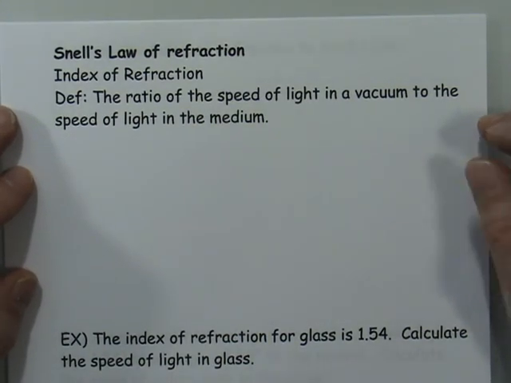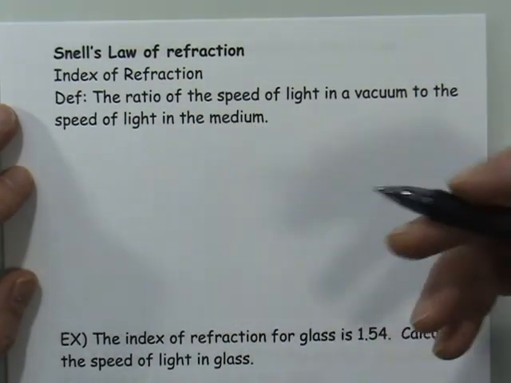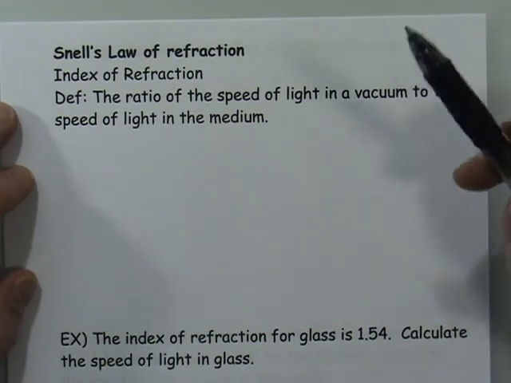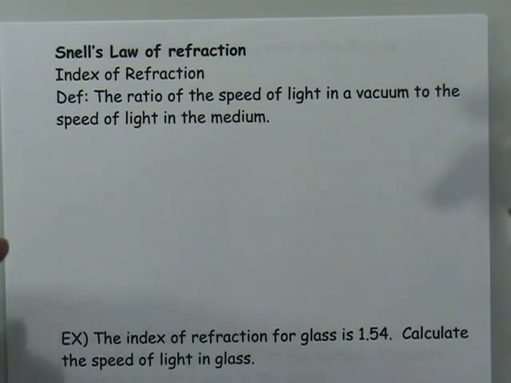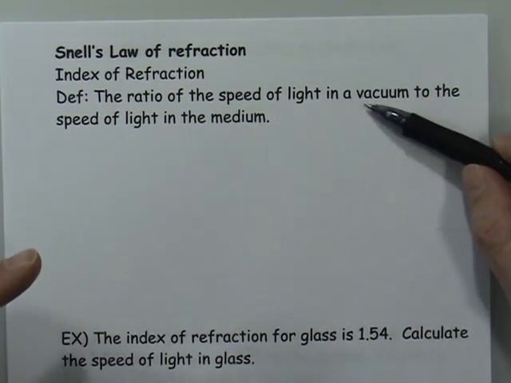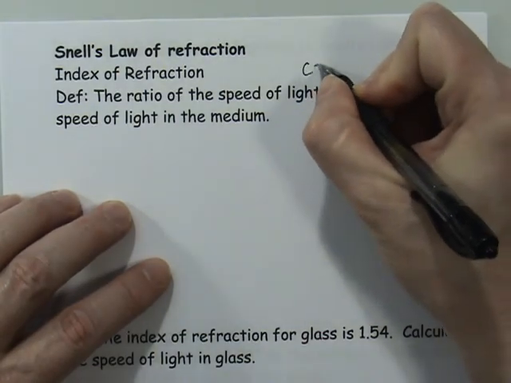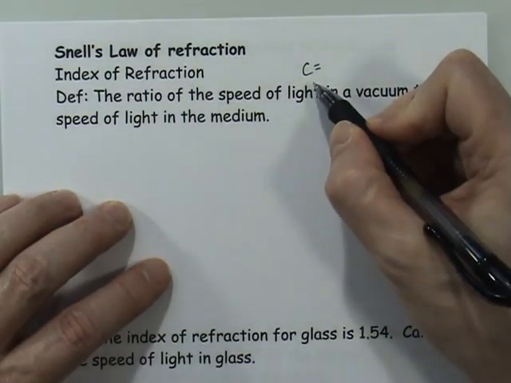Now, in order for us to think about Snell's Law, we have to learn about a new property called the index of refraction. The index of refraction is simply a ratio. It's a comparison to the speed of light in a vacuum. That's where light travels at its fastest. The symbol for that is c. That's not a variable. That's a constant.